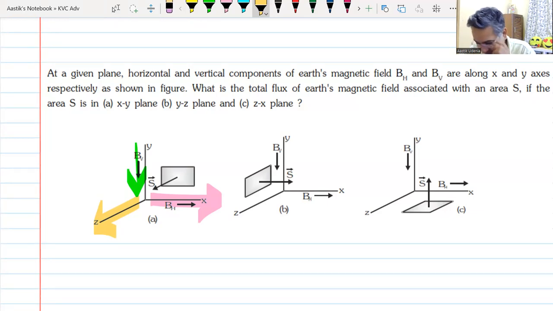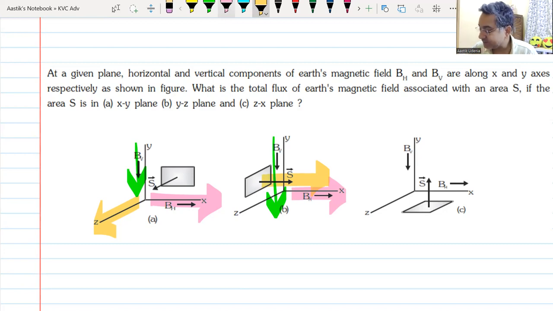Second case, it is BH into S. You can see one component of the magnetic field is like this. The other component of the magnetic field is like this. The area vector is going in this direction. If you take the dot product, one dot product with y will be coming as 0. The other dot product will be coming as BH into S. And that is the answer.